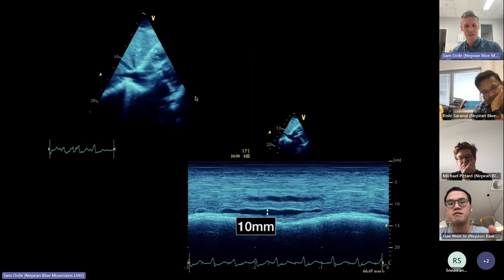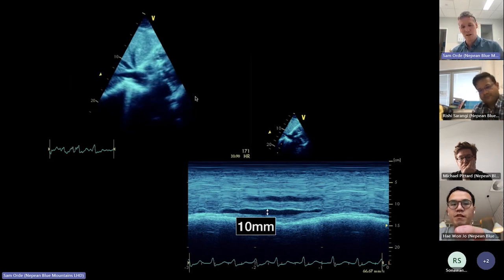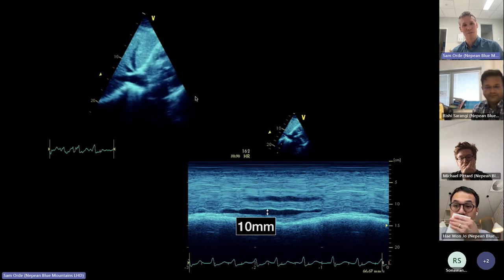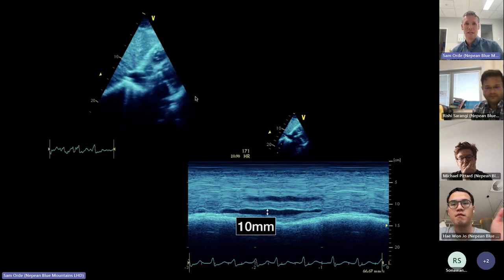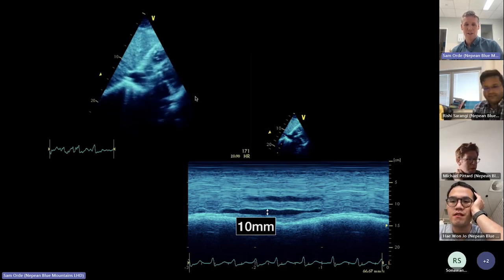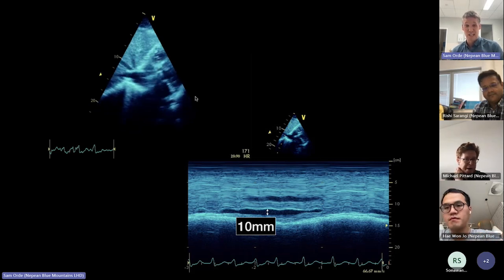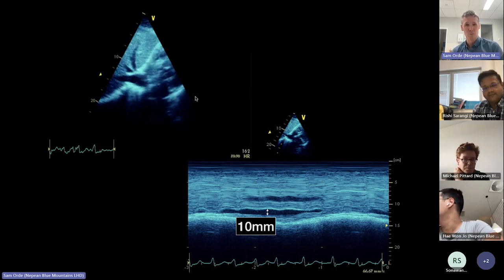Got a bit of a love-hate relationship with the IVC. I think it can be relatively useless sometimes in assessing fluid responsiveness, unless it looks like this. What I think the IVC is good at is assessing right atrial pressure. When it looks like this, we can say that the right atrial pressure is less than 5. Okay, that's what it's pretty good at.